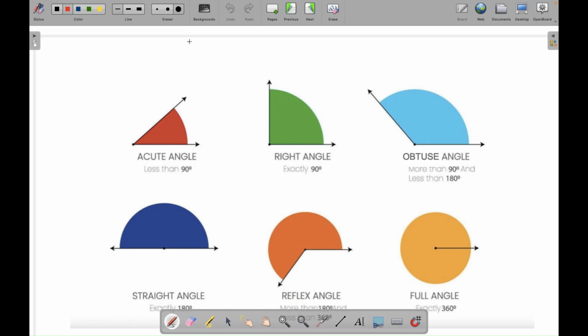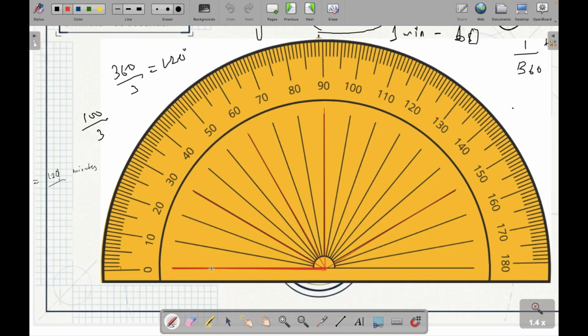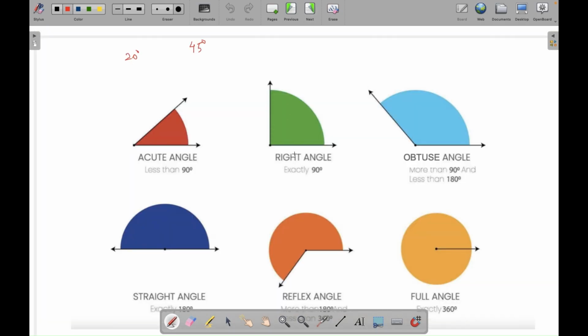So 45 degrees is an acute angle. 20 degrees is an acute angle because these are less than 90 degrees. Right angles are the angles that are exactly equal to 90 degrees. When we were discussing perpendicular lines, we saw this: you have one horizontal line and a vertical line. If you join them, you have a 90-degree angle. This is how you represent 90 degrees. Both lines look straight, and that is why it is known as a right angle.